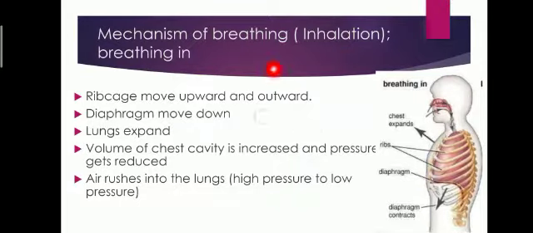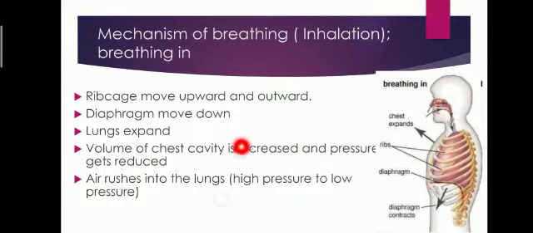So first of all, as we breathe in, what all things happen? There is a movement of the rib cage. The rib cage moves upward and outward. The diaphragm moves down. So this is a diaphragm. The diaphragm is moving down. Lungs expand. Then the volume of the chest cavity is increased and pressure gets reduced.